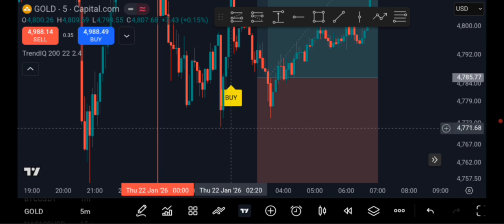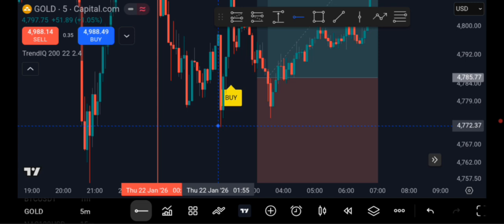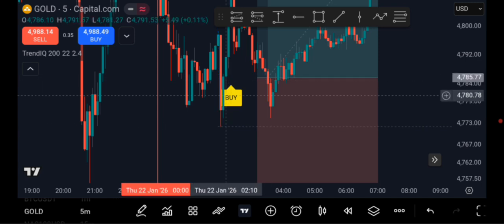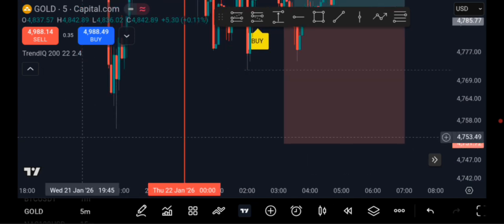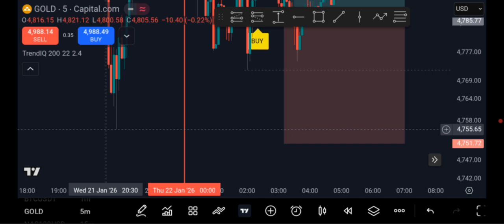This is my first low. So where's going to be my second low? My entry was basically around here, and this is my first low. If you look at it, my second low is actually this one here. It's pretty far, but this is my second low.